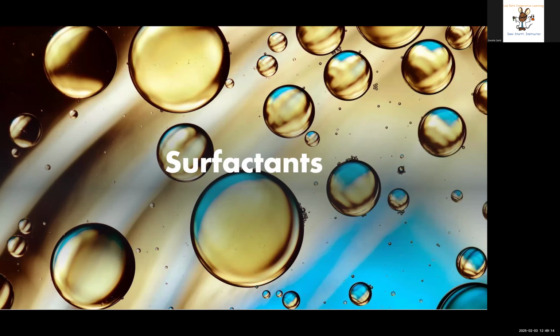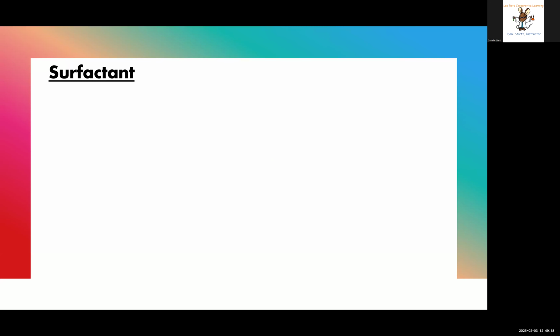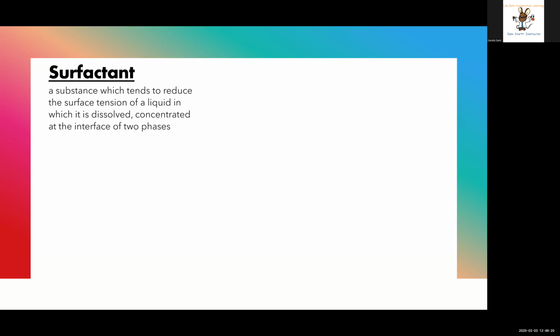So let's talk about surfactants. We did briefly discuss them last week. Now we're going to talk a little more about them. A surfactant is a substance which tends to reduce the surface tension of a liquid in which it is dissolved, concentrated at the interface of the two phases.